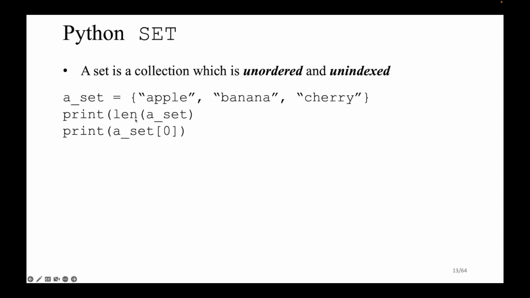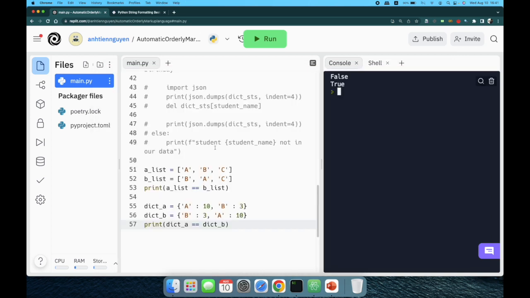So you can print now using the len function here to see how many elements you have in a set. However, a set is unindexed. What does it mean, unindexed? Example.